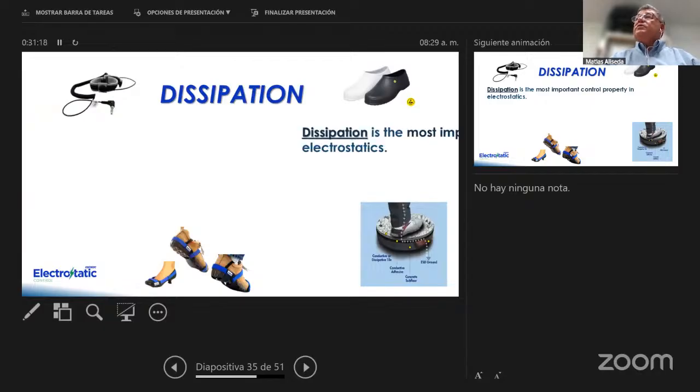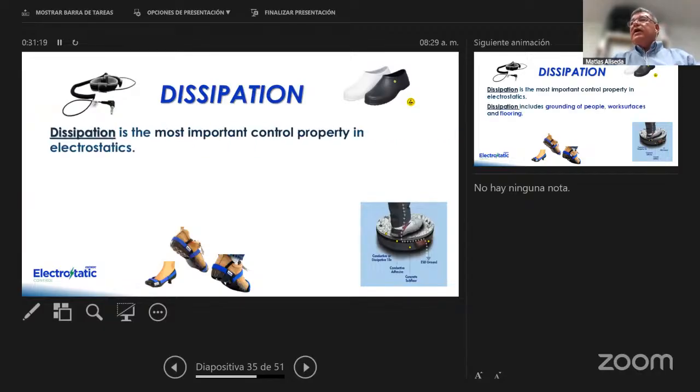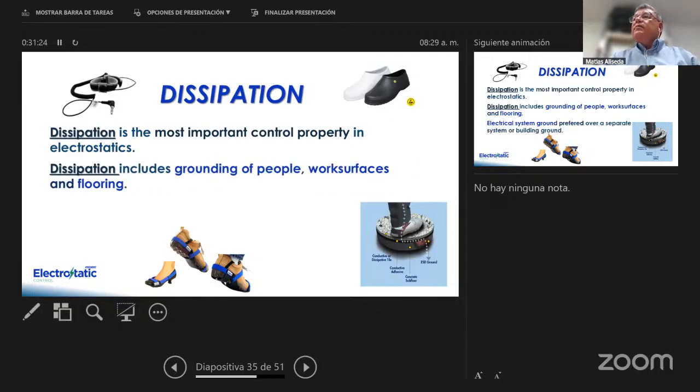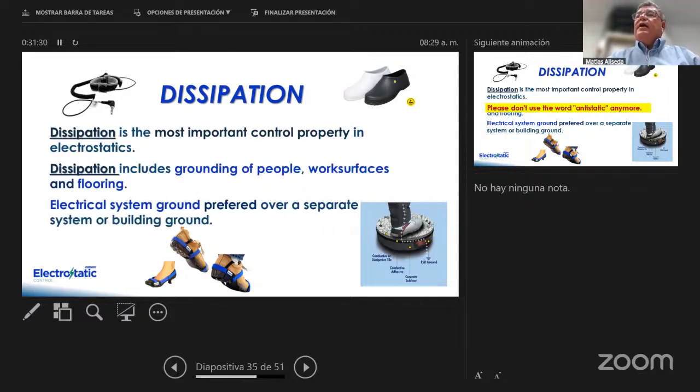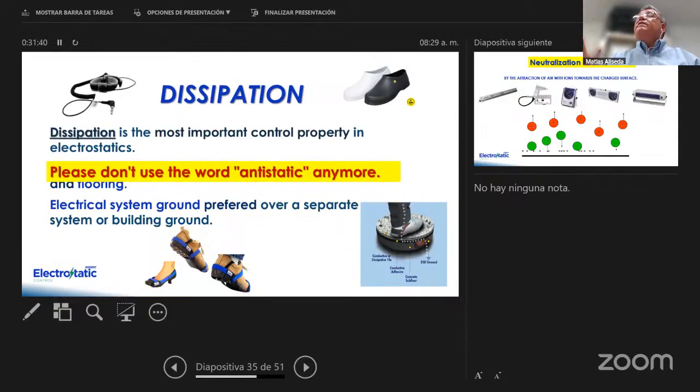For dissipation, as was mentioned, we have heel grounders, floors, shoes, wrist straps, work surfaces, and people, and they have to be grounded. The electrical ground is another issue to talk about, but it's important to ground all of these. So please don't use the word anti-static anymore. Use dissipative or low charging. That is one of my points always.